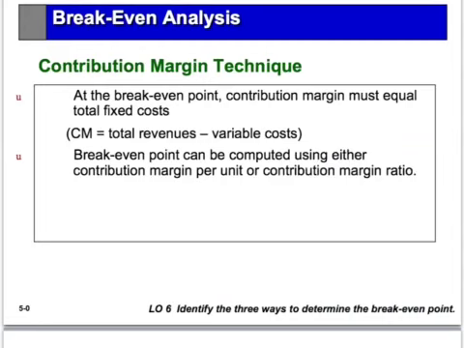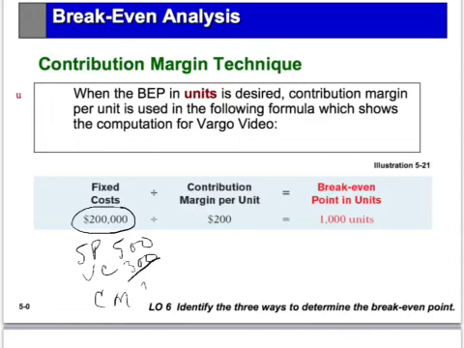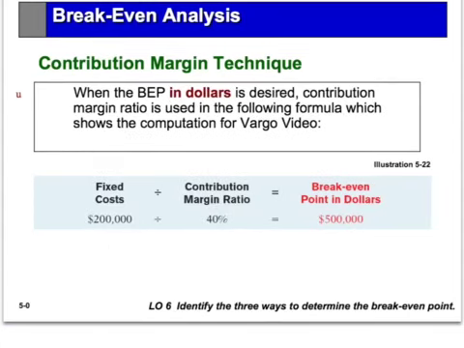Now, the break-even point and the contribution margin must equal total fixed costs. So the contribution margin technique, okay, look, you've got the fixed cost of 200,000. You know your contribution margin, selling price is 500, variable cost is 300. So now we say contribution margin is 200. So the contribution margin per unit is 200. I divide one into the other and I get 1,000 units. So you see, I can get the break-even point in units by dividing through by the contribution margin per unit.